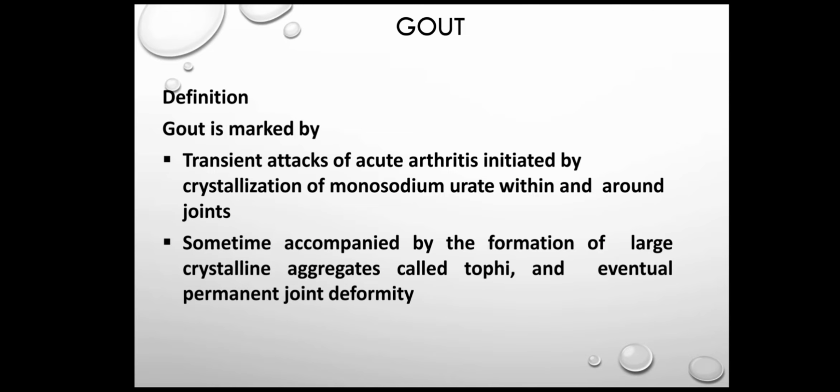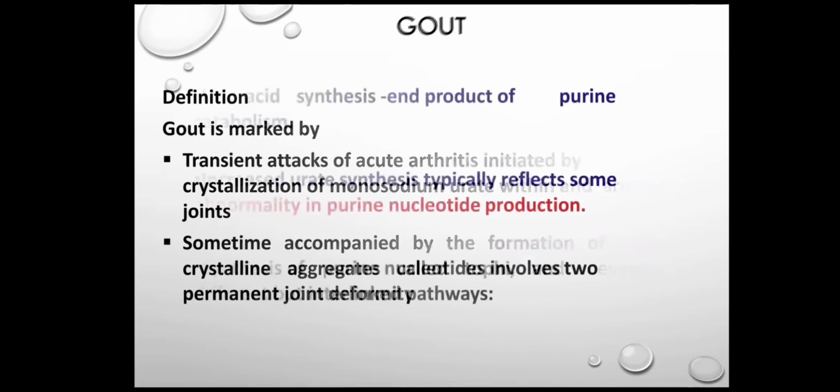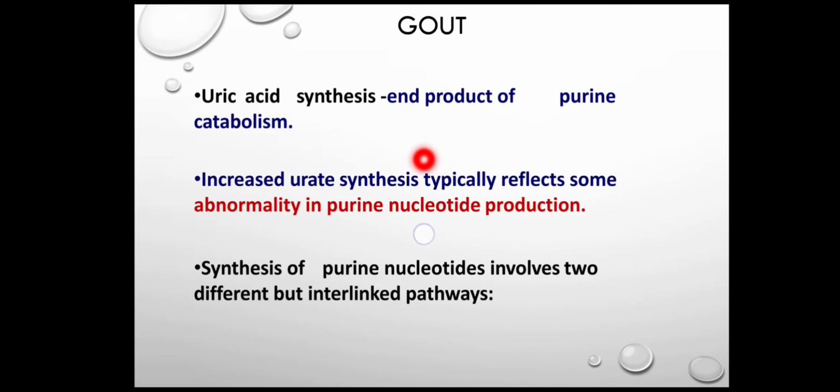By definition, gout is marked by transient attacks of acute arthritis initiated by crystallization of monosodium urate within and around the joint. Sometimes it is accompanied by formation of large crystalline aggregates called tophi. Tophi is the hallmark of gouty arthritis. Eventually, it will lead to permanent joint deformity. Uric acid is the end product of purine catabolism. It is the increased urate synthesis that typically reflects some abnormality in purine nucleotide production.